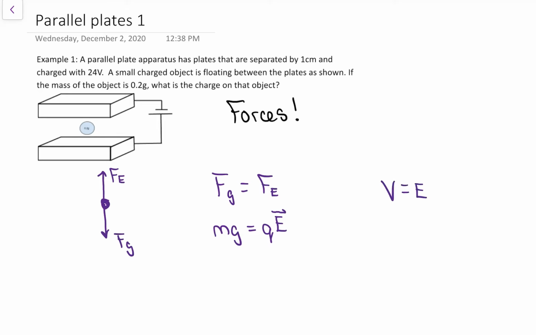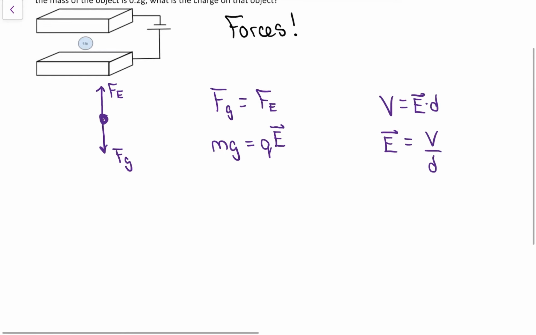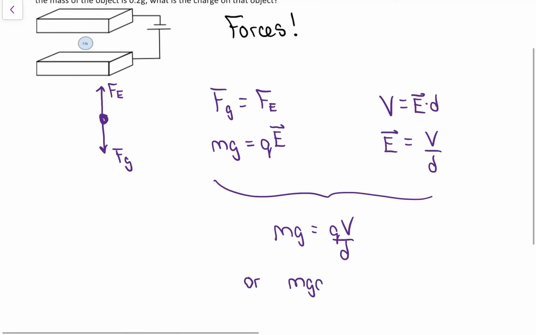We have one equation for parallel plates. We know that the voltage is equal to the field multiplied by the distance between them. If we flip-flop that around, the field is voltage over D. Combining those two, we get mg equals q volts over D, or mgd equals q volts. That's not an uncommon endpoint when we're looking at parallel plates and floating something. So mgd equals q volts.